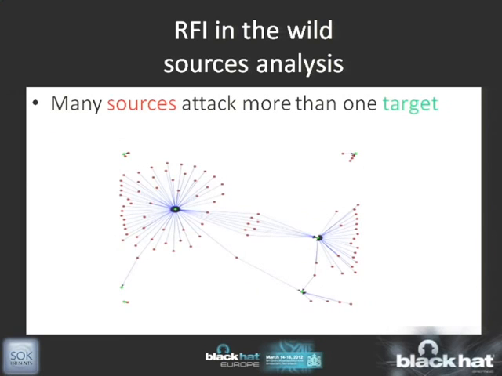We can also see that many sources, depicted in red, attack more than one target, such as this group. These attackers attack more than one application, and if you remember, this is in a setup of only 40 web applications. We believe that with more data and more web applications, we'd see more connections, as a source that attacks one target doesn't really attack only one target. They just attack one target that we monitor, but they could be attacking other targets that we do not monitor.